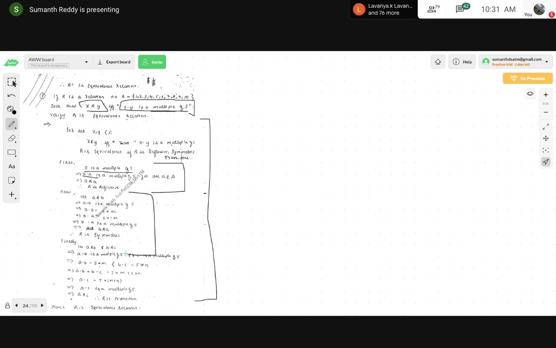Coming to the symmetric property, first I have to assume a is related to b, and I have to conclude b is related to a. So proceeding in this direction, if a is related to b, I can write a minus b is a multiple of 5. If a minus b is a multiple of 5, then b minus a will also be a multiple of 5.